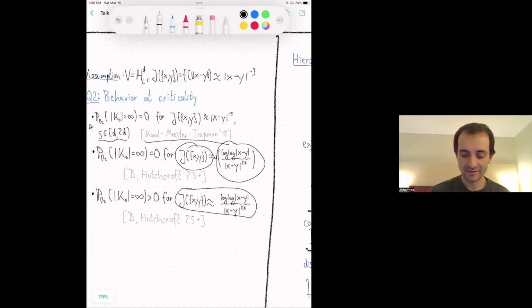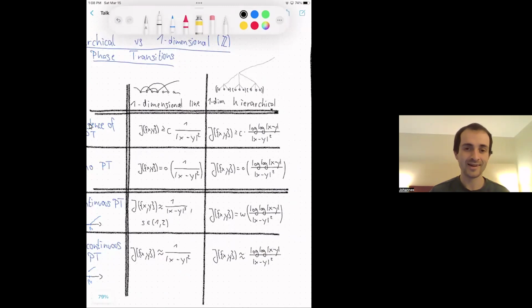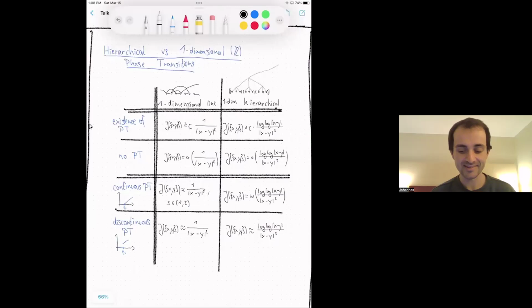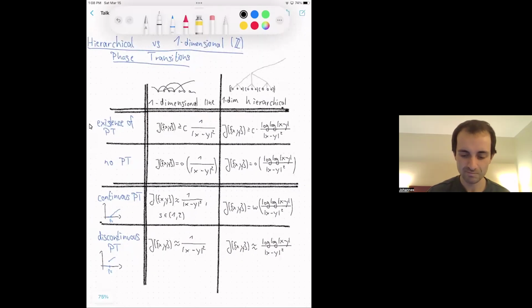Okay, so I have a comparison picture of one-dimensional line percolation versus one-dimensional hierarchical percolation. The comparison is in the following sense: for which profiles of decay does there exist a phase transition? Respectively, for which profiles do you have a continuous or discontinuous phase transition? Let's first look at this top half here.